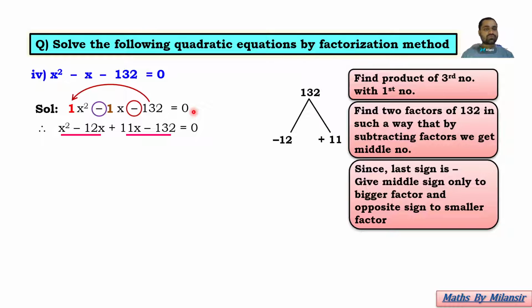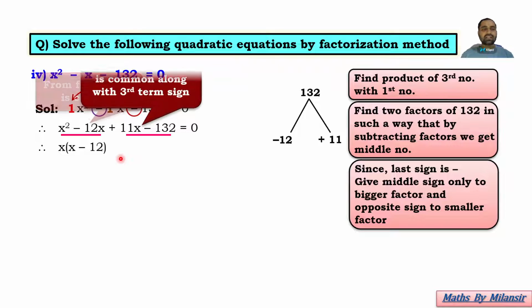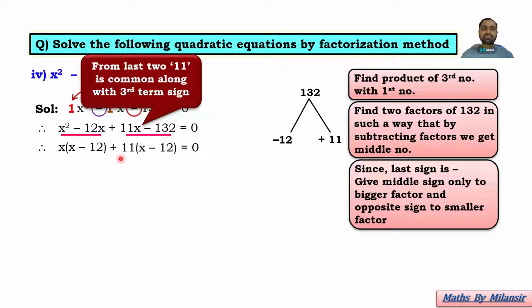Now from the first two terms, x is common. So we are left with x minus 12. Now from the other two terms, 132 is also divisible by 11, and 11 is present here also. So we can take 11 as common. If 11 is common, then we are left with x minus 12.